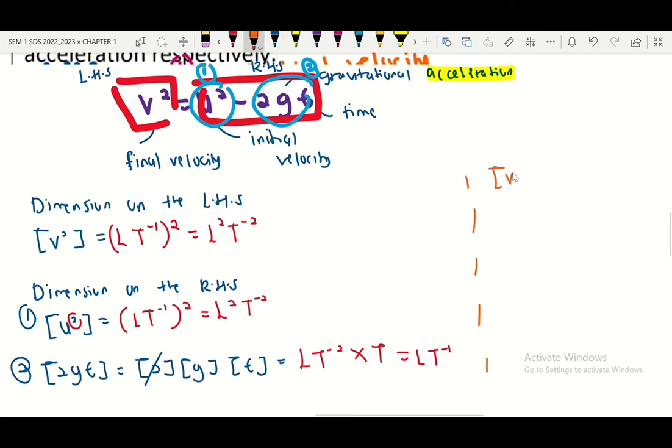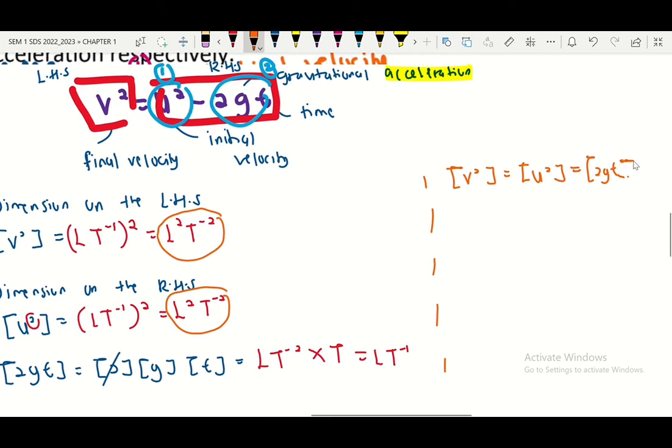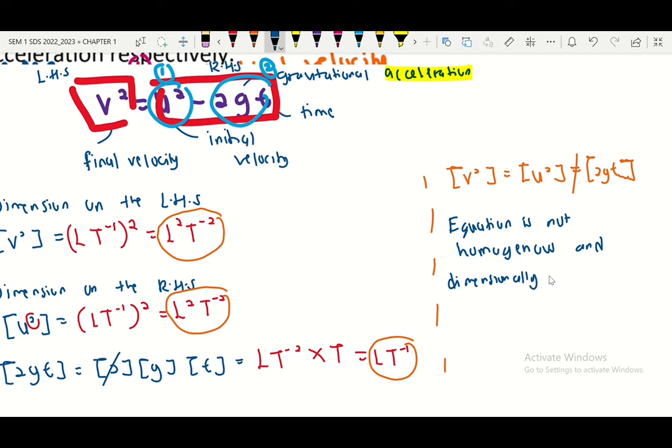So, adakah dimension V squared ini sama dengan U squared? Ya, sama. Sebab mereka berdua-dua dapat L squared T negative 2, L squared T negative 2. Tapi adakah dia sama dengan dimension untuk 2GT? Sama atau tidak? Tidak sama. Sebab dimension untuk 2GT adalah LT negative 1. So, tak sama. Bila tak sama, dia punya equation is not correct. Equation dia salah, tak betul. So, bila equation dia salah, kita akan cakap equation is not homogeneous and dimensionally incorrect. Okay, boleh? Okay, so that's all for example 2. Thank you so much everyone. Bye-bye.